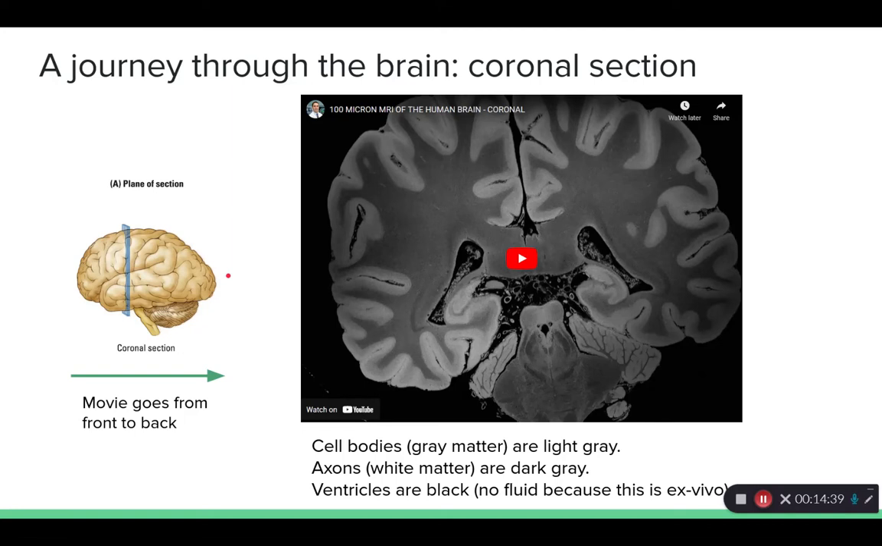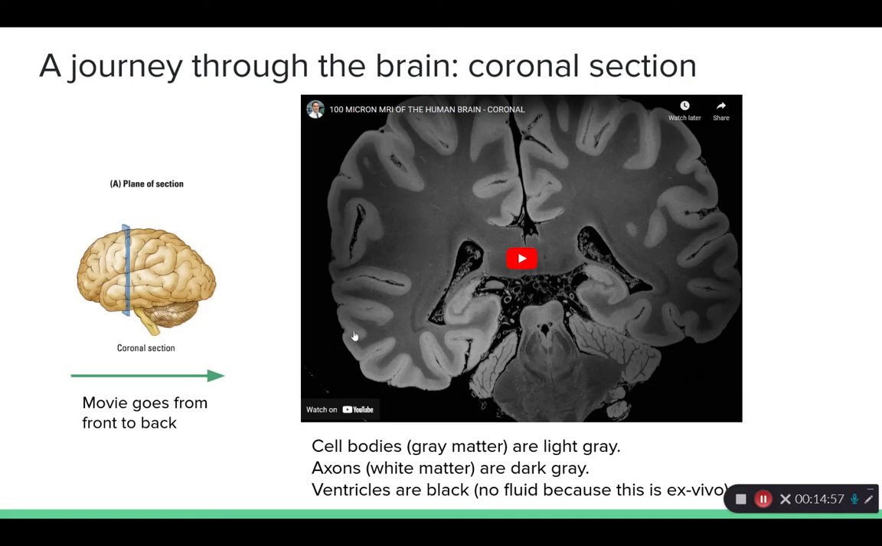We're going to watch this movie and pause now and then to look at the different features that we can see as we go through. Now, you can tell from this preview image, hopefully, that this is going to be a T2 weighted MRI.